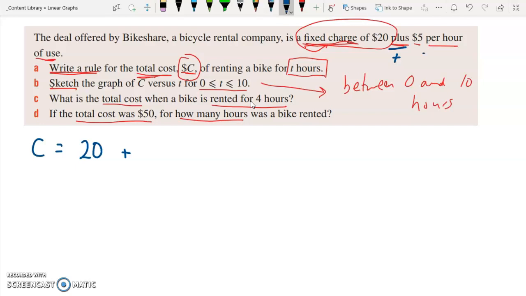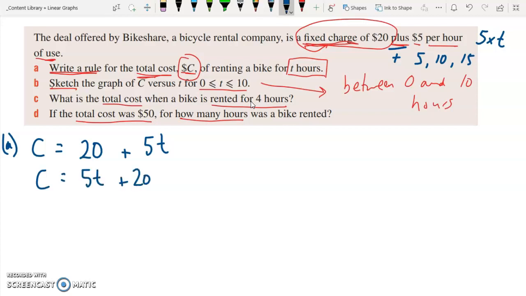So if we have 1 hour, 5. If we have 2, 10. If we have 3, 15. So depending on what t is, we have 5 times t. So simply put, we have 5t. To get this in the form y equals mx plus c, if you will, in this case C equals 5t plus 20.